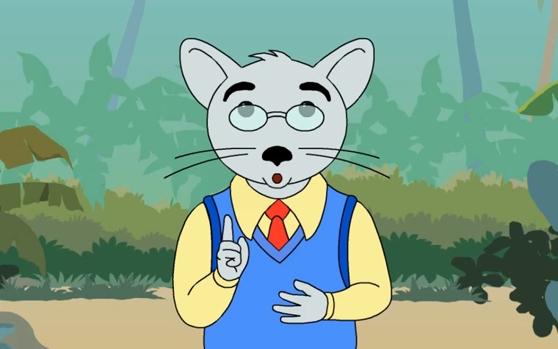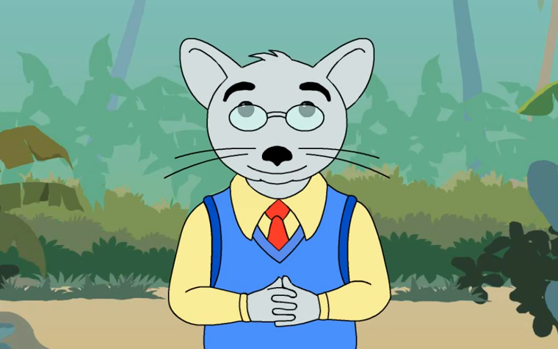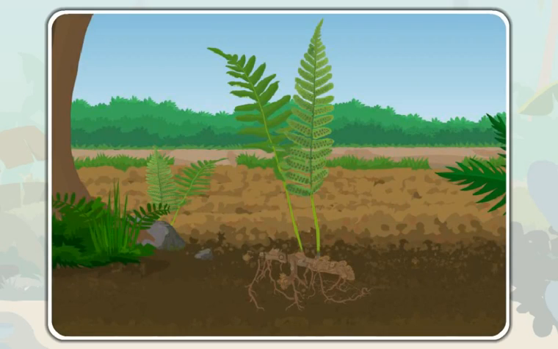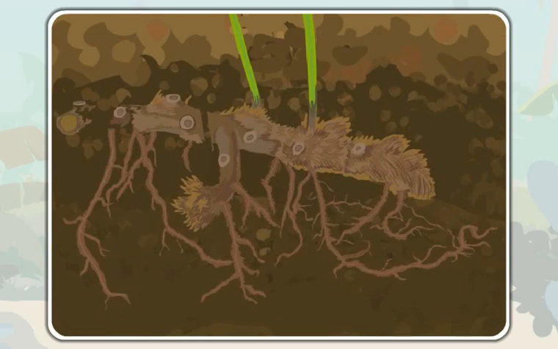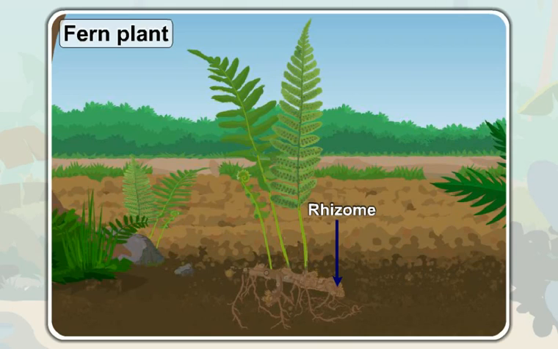Well, let me tell you. Take a look at the underground part of the fern plant. It is not a root, it is a stem. Underground stem of a fern plant is known as rhizome. A new fern plant can grow from a rhizome.